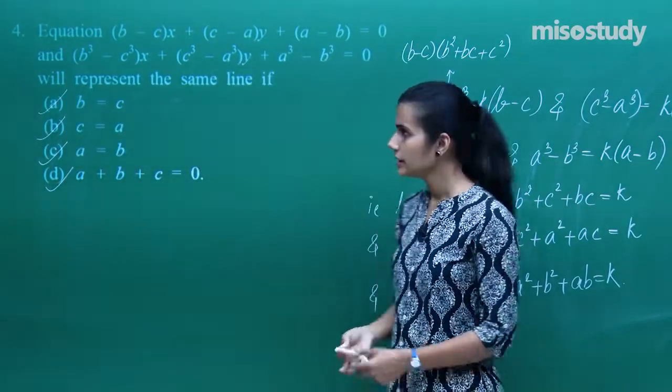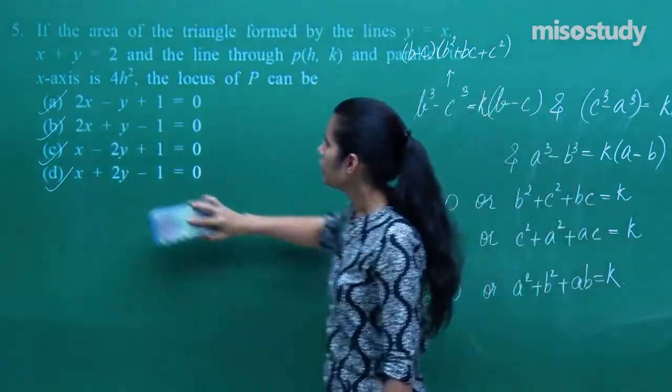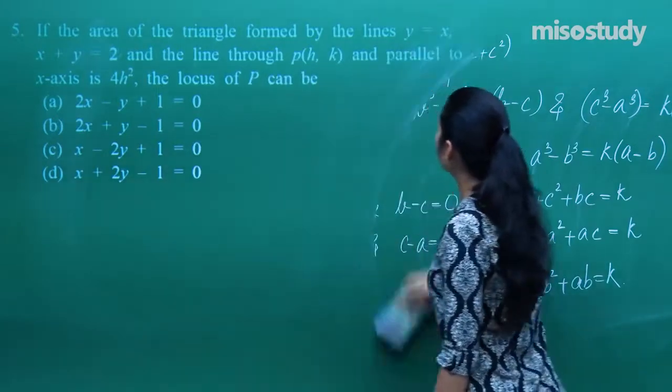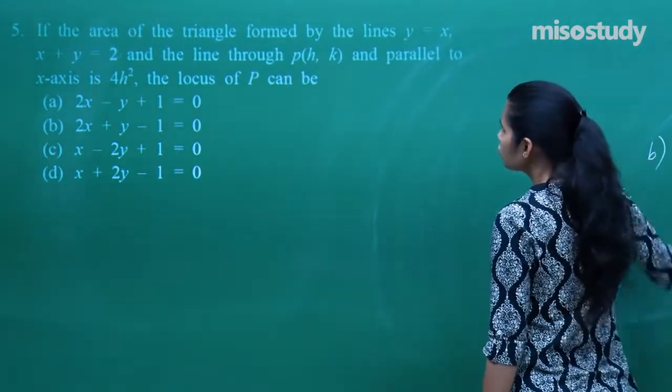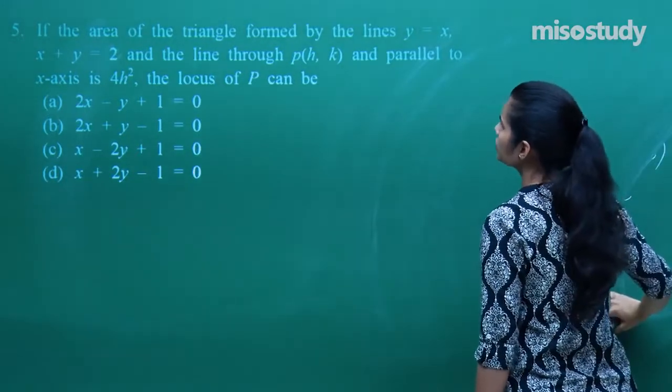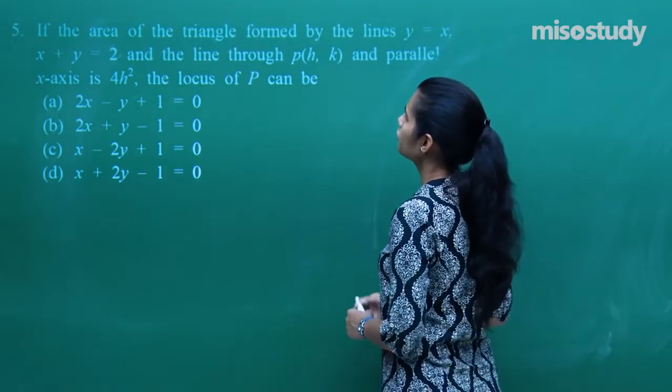Next we have fifth, if the area of the triangle formed by the lines y equals x, x plus y equals 2 and the line through P(h, k) and parallel to the x-axis, that area is given to be 4h square, then the locus of P can be what?